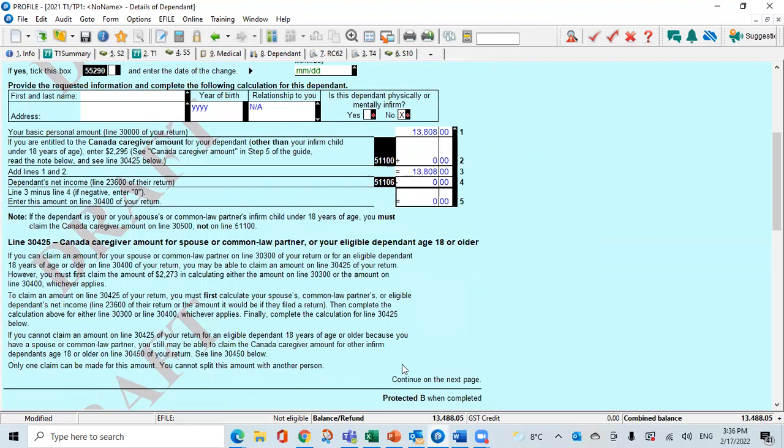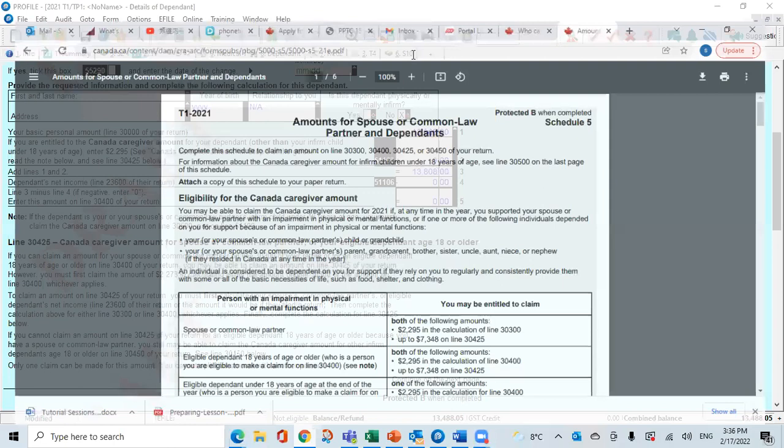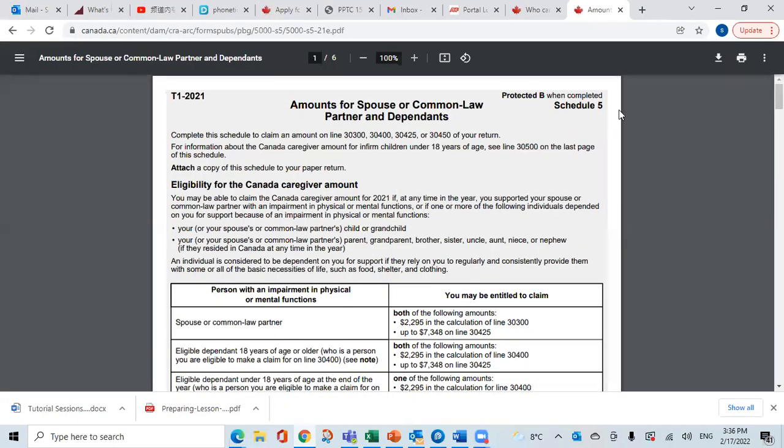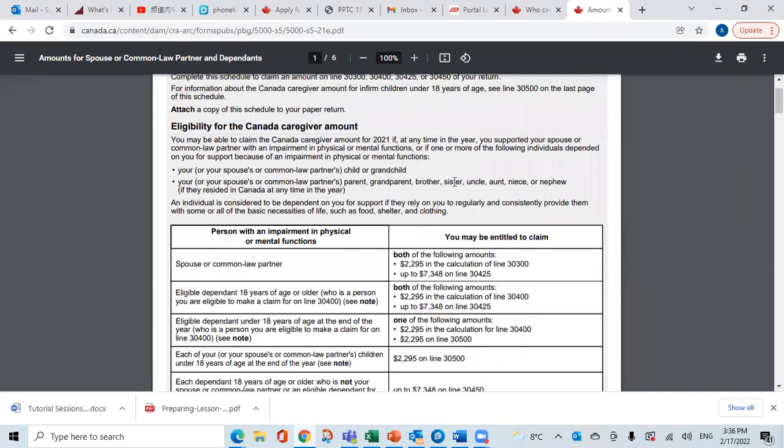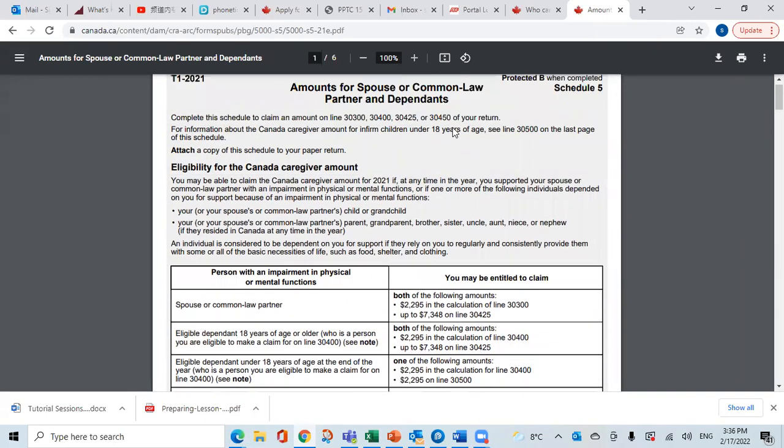Also, I actually searched the CRA website. They have a very detailed explanation for Schedule 5 regarding amounts transferred from a spouse or common law partner and dependents. So you can read through. Everything is actually mentioned in our textbook. It is exactly the same thing, but they have a very detailed analysis. That's it for the caregiver amount and eligible dependent.